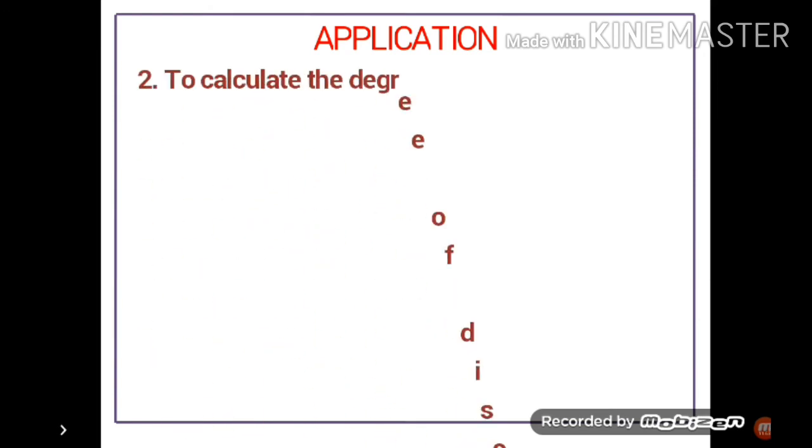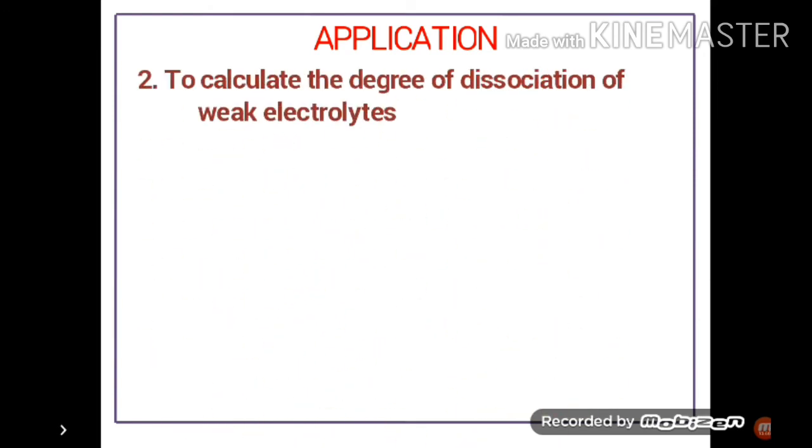Now we will see the next applications. Second application, number 2, is to calculate the degree of dissociation of a weak electrolyte. Degree of dissociation means if we take 100 moles of an electrolyte, then out of 100 moles, how many moles of electrolyte are dissociating into ions? If 100 moles are dissociated, then the degree of ionization is 1, meaning 100% is ionizable. So here we will see how many moles are actually ionizing.